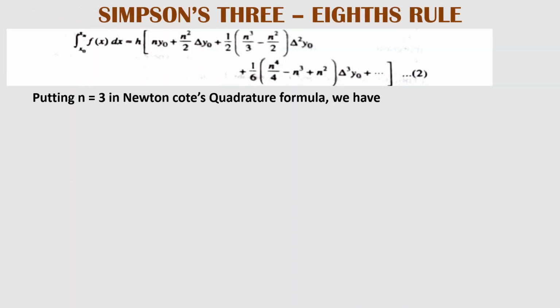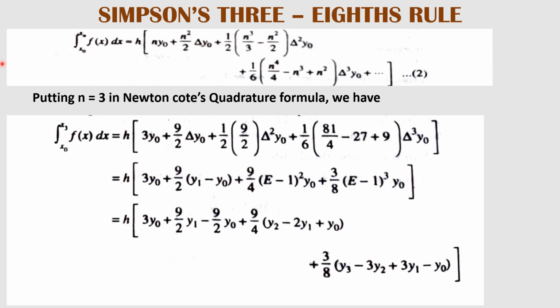And next is Simpson's 3/8 rule. Here also we are going to use the same Newton's quadrature formula. Putting n is equal to 3 in Newton's quadrature formula, we have this type of equation. The similar method which we applied for the trapezoidal rule and Simpson's 1/3 rule can also be applied here. And we have to replace del y0 by y1 minus y0, del squared y0 by E minus 1 the whole squared into y0, and del cube y0 by E minus 1 the whole cube into y0. Again, you have to expand all this and simplify, and you will be getting an expression like this.